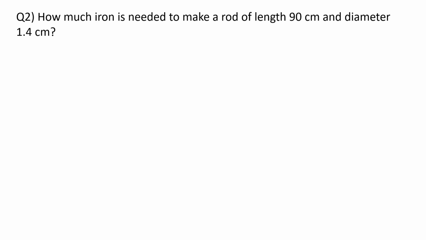What is given? How much iron is needed to make a rod of length 90 centimeter and diameter 1.4 centimeter? Means they have asked to find out how much iron will be needed to make a rod. The rod is in a cylindrical shape, and the length of the rod is given 90 centimeter, means the length is the height over here, and diameter is given 1.4 centimeter. From diameter we can find radius. So we can find the volume of the rod.